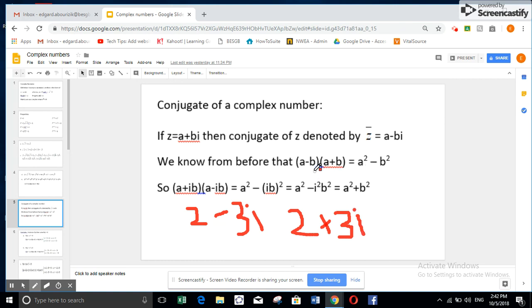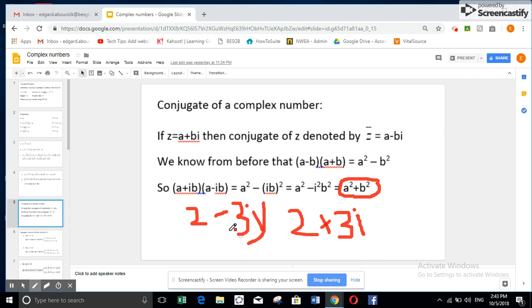We know from before that (a minus b) into (a plus b) is a squared minus b squared. If you multiply z by z bar, a complex number by its conjugate, if you apply this property, you're going to get a squared minus i squared b squared. But i squared is minus 1. Minus times minus, so it will be plus. So a squared plus b squared, from now on, is a complex number times its conjugate. If you have a complex number times its conjugate, the answer will not be a complex, it will be a real number. It will be a squared plus b squared, which is an ordinary number.